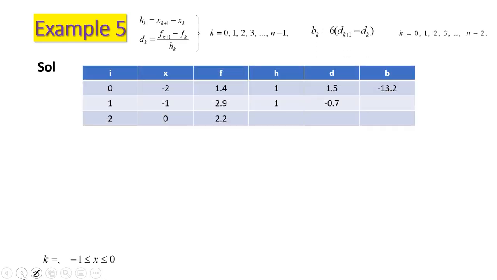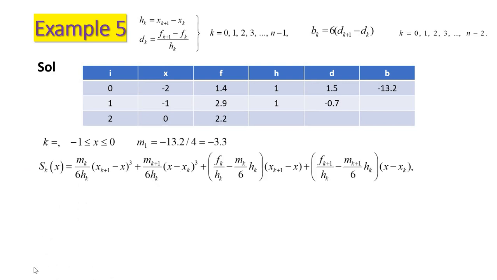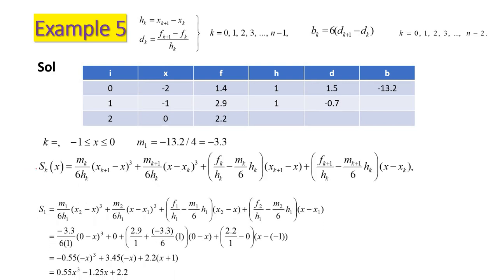Similarly for S1, plug in K equals 1 into the natural cubic spline formula. S1: M1 over 6 H1, times X2 minus X cubed. K is 1. So M2 divided by 6 H1, times X minus X1 cubed. So this is F1 divided by H1 minus M1 divided by 6 H1, K is 1, times X2 minus X.